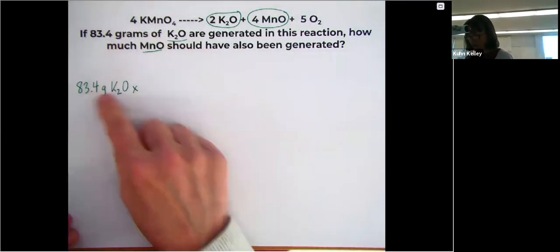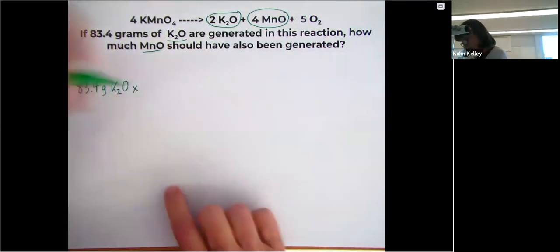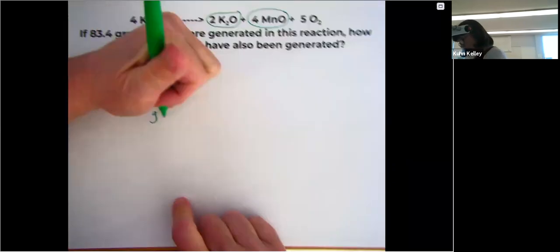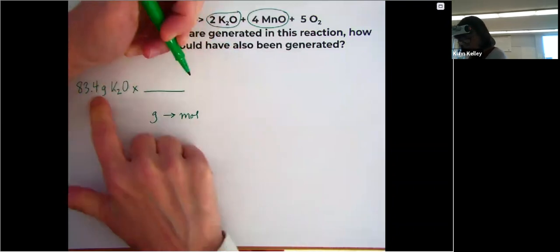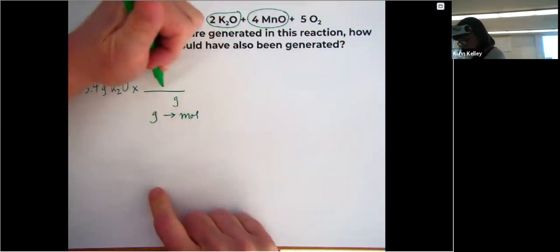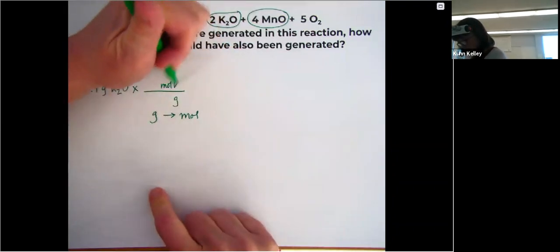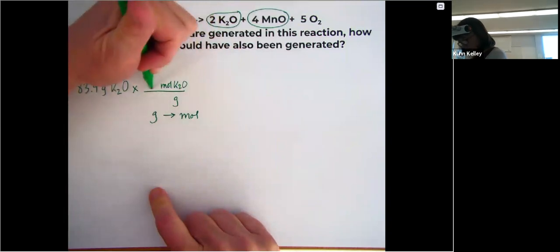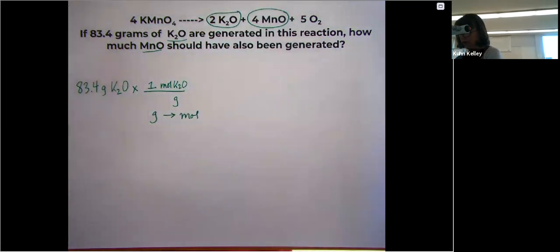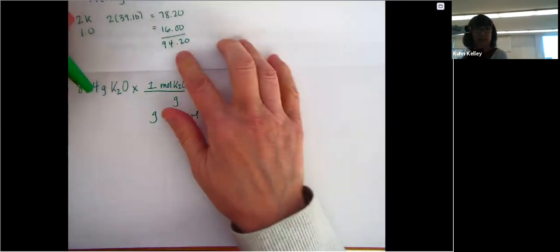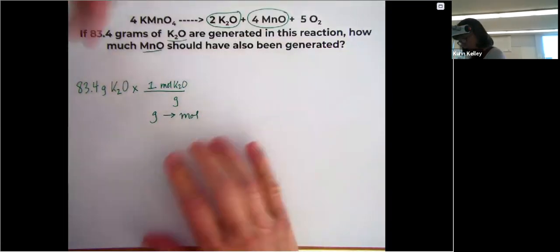After I have my starting quantity, my first step is to convert those grams to moles. So if I start with grams, grams will go on bottom. The 1 mole of that substance goes on top. And remember, we already added this up on the prior side. K2O is 94.20 grams.